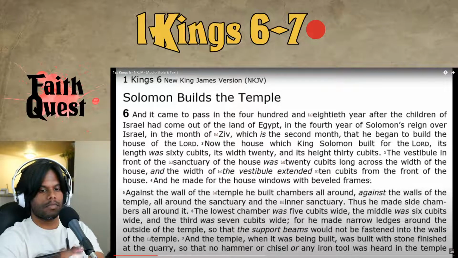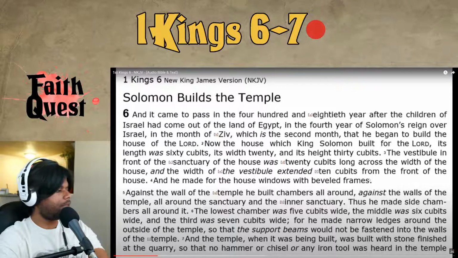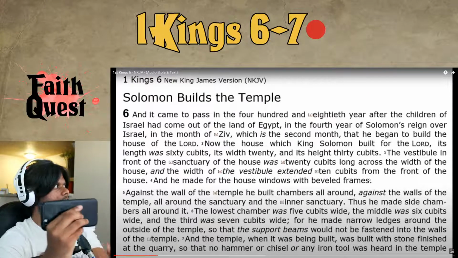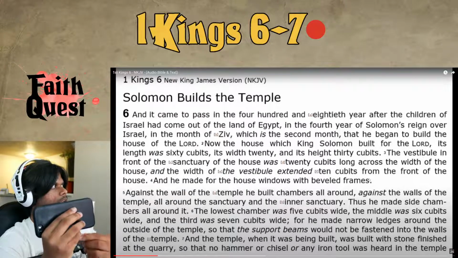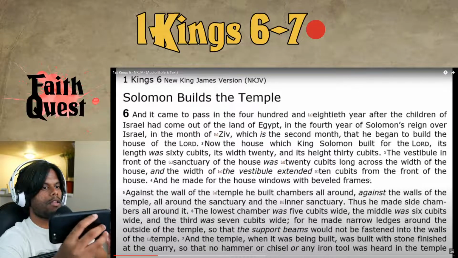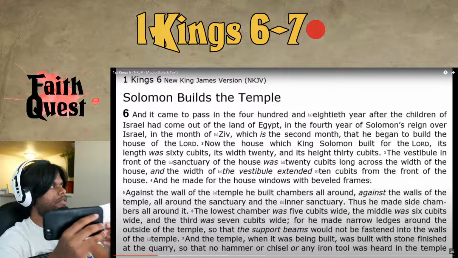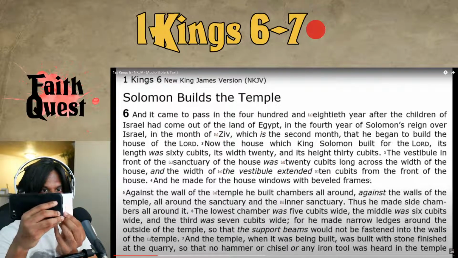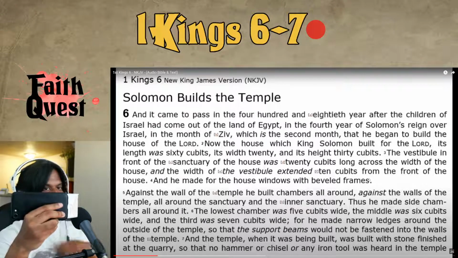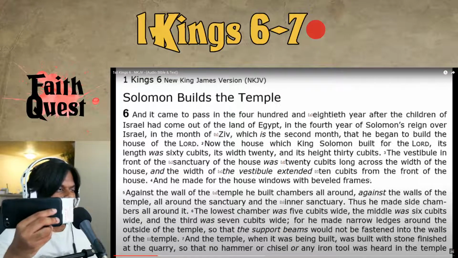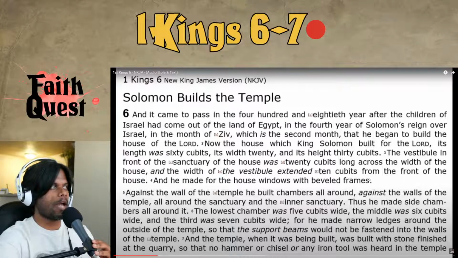So, if the width... So this is the width extended from the front of the house. This is the front, right? And it's extended from the front of the house, right? Dang it. The width is extended from the front of the house, and the length is the same as the width. That's what it's describing. That's what I'm getting off of it.